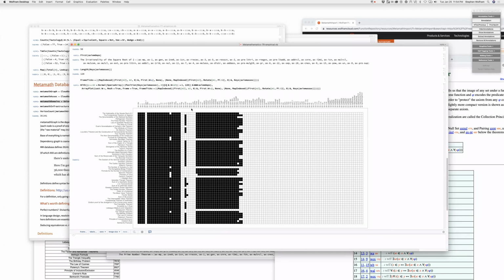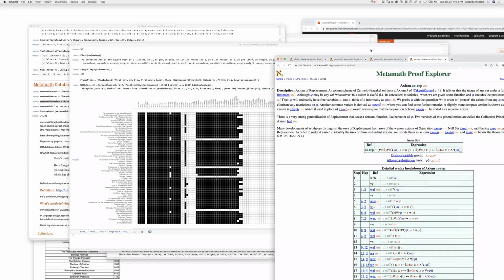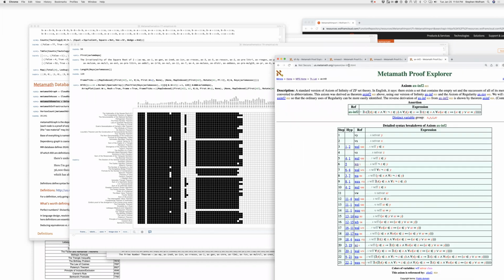I don't know what these ones are. AX, AC, what are those? Is inf, what's inf, or inf2? What is inf2? Oh, that's an axiom of choice. AC, right? It's not needed. Well, no, inf2. Axiom of infinity.